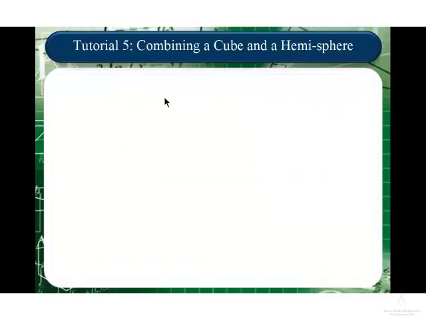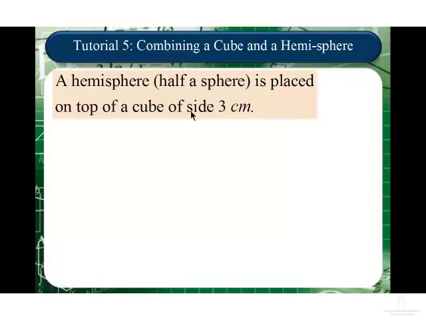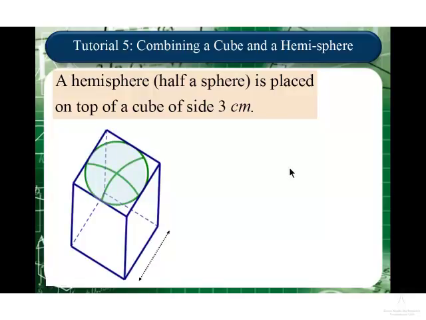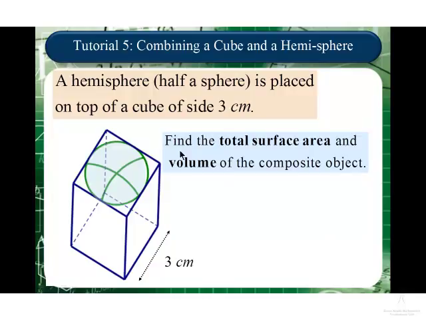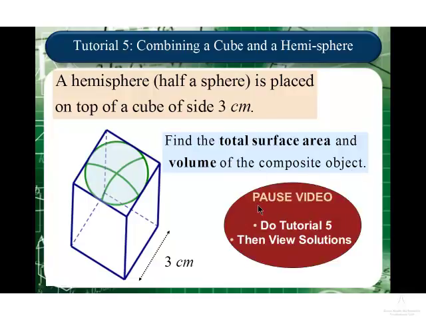I think you're ready now to tackle a tutorial on the area and volume of combined solids. So here we combine a cube and a hemisphere as part of tutorial 5. Now a hemisphere is just half a sphere, which is placed in this case on top of a cube of side length 3 centimeters as indicated. So the question here is to find the total surface area, outer surface area, and the volume of this composite object or combined solid. At this point in time, I suggest that you pause the video, do tutorial 5, and then come back and view the solutions.